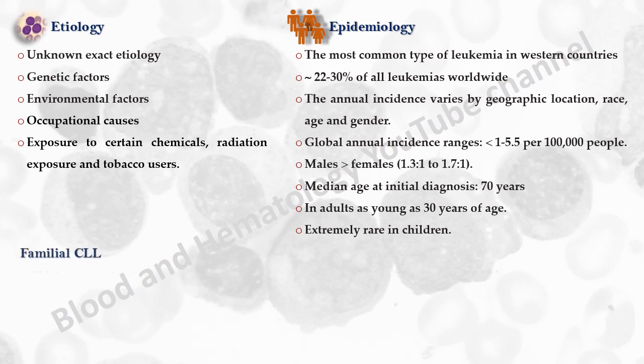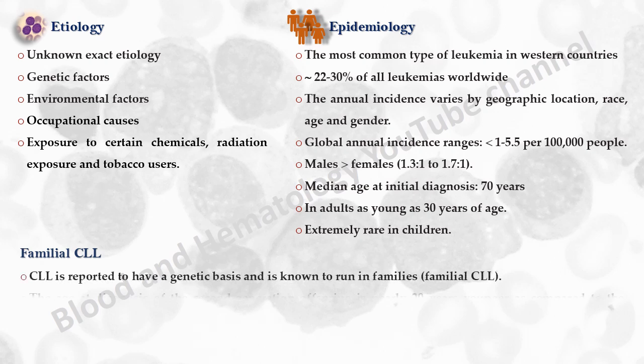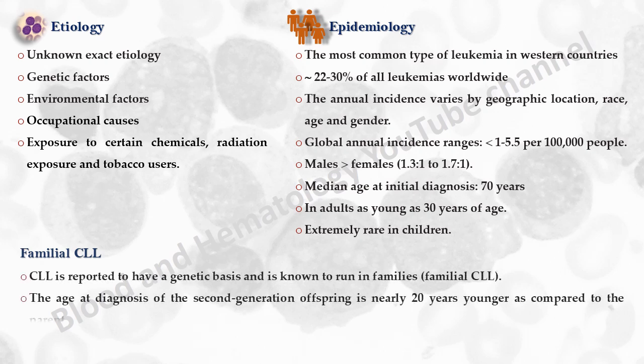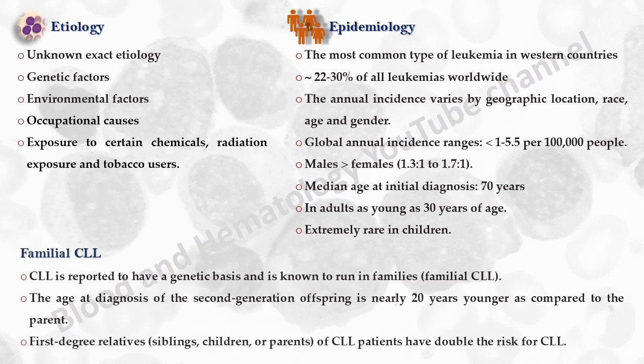CLL is reported to have a genetic basis and is known to run in families. The age at diagnosis of the second-generation offspring is nearly 20 years younger as compared to the parent. First-degree relatives, siblings, children, or parents of CLL patients have double the risk for CLL.